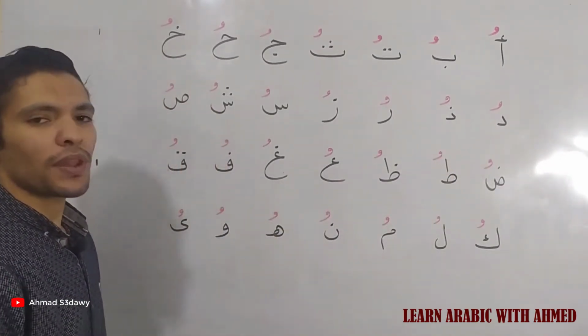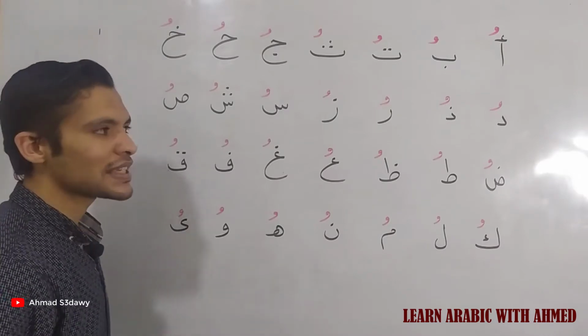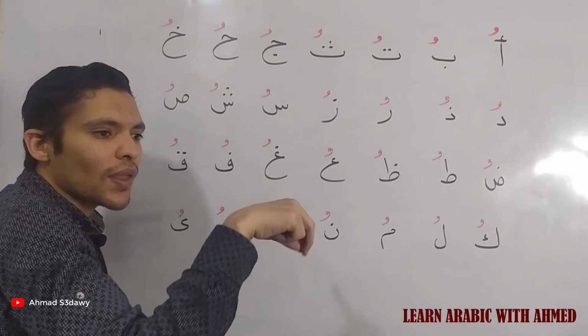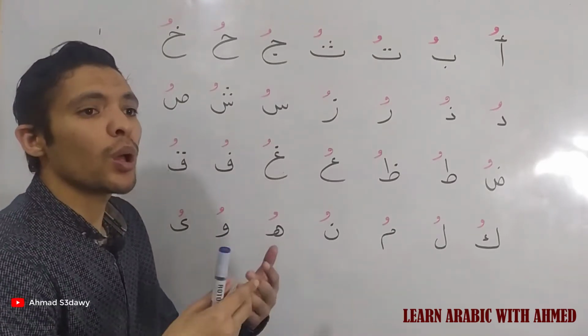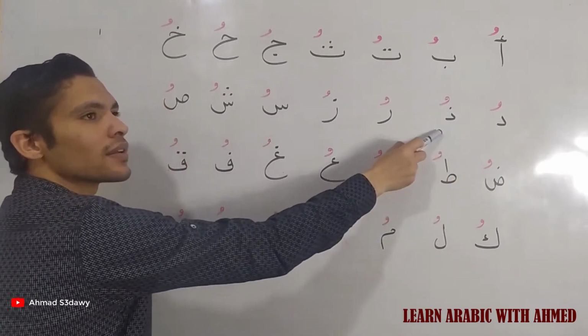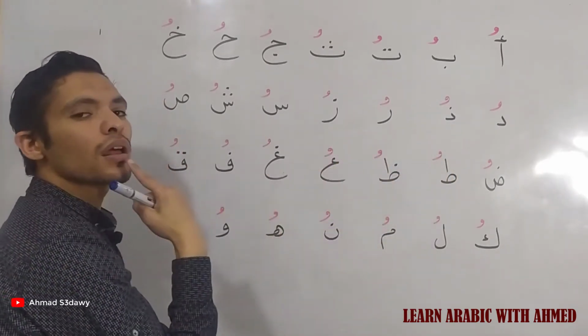The name of this letter is Dal. I don't care about the name. Remember? I care about the sound. And here there is Damma, a small wow on the letter. It makes the sound of U. So you say Du. Dhal, it's Dhu.